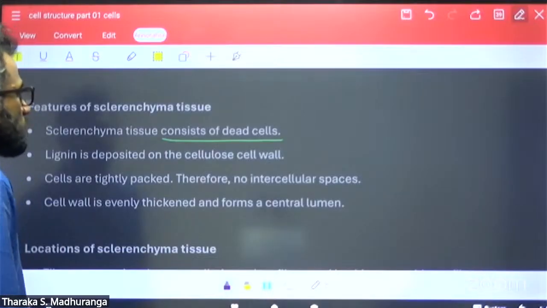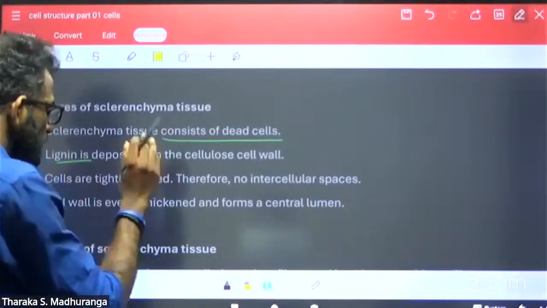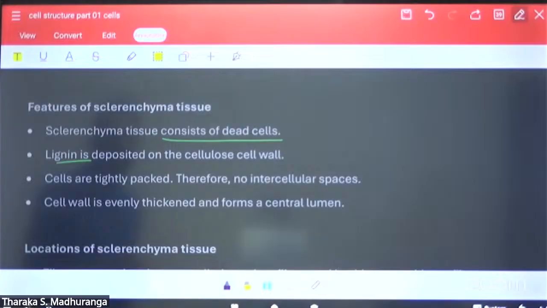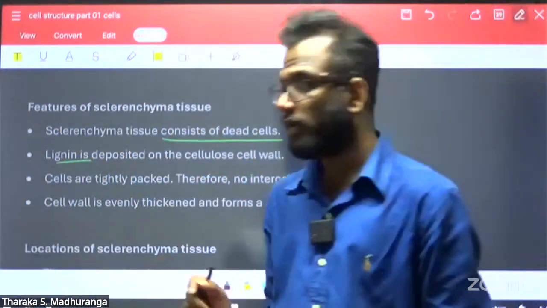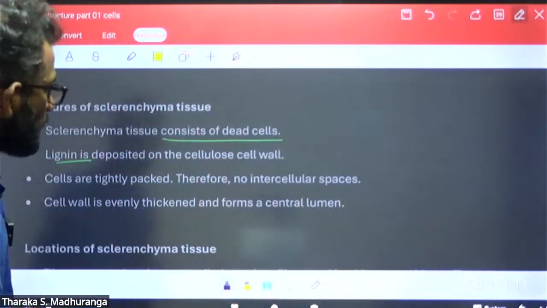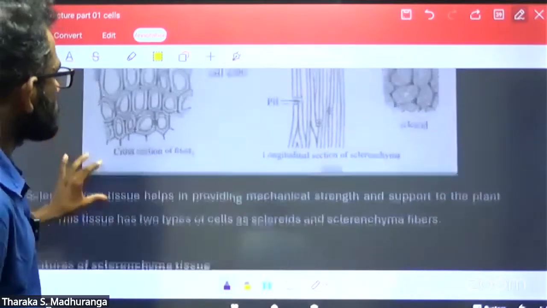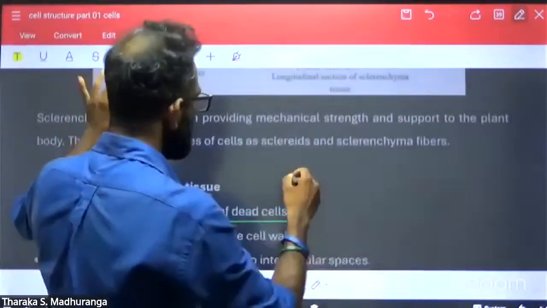Lignin is deposited on the cellulose cell wall. Cells are tightly packed. Therefore, there are no intercellular spaces. The cell wall is evenly thick and forms the central lumen. You can see the structure. Now the structure is like this.